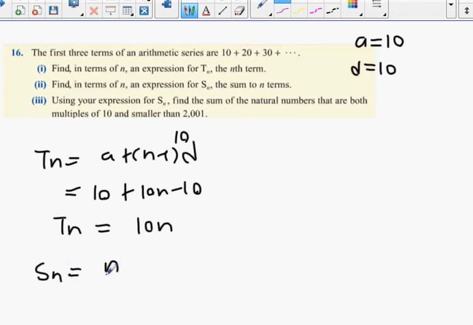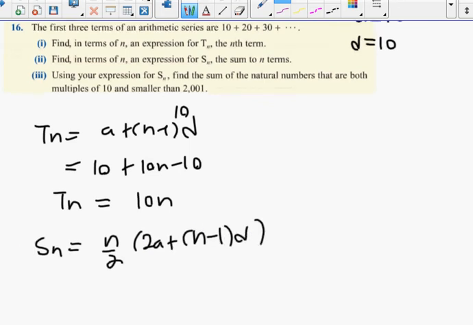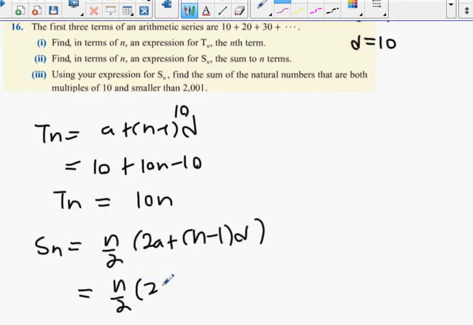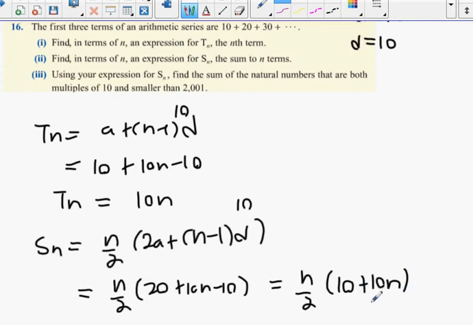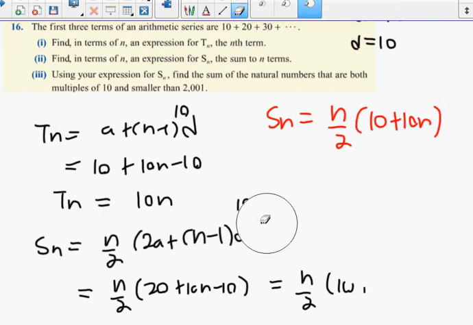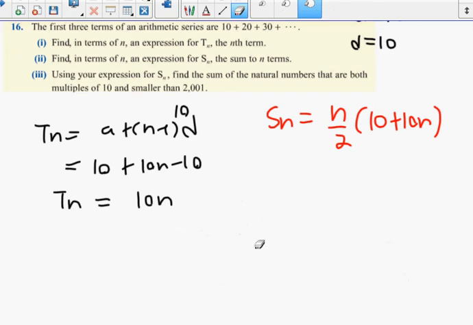Once again, go to your tables, take down the formula, and then all you have to do is put in your n value. So n over 2, 2 times A is 20, plus 10n minus 10. Put it all in, and you get n over 2 into 10 plus 10n. Okay, just leave it there for a minute. So now you know your Sn formula and your Tn formula. I'll just write the Sn formula up here: n over 2 into 10 plus 10n. That's nothing you haven't done already, right? Now, we know Tn is 10n, and we know Sn is n over 2, 10 plus 10n.